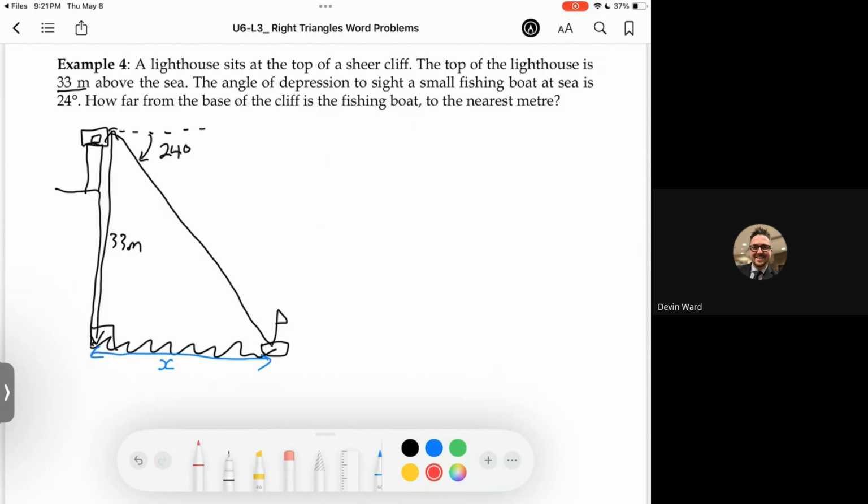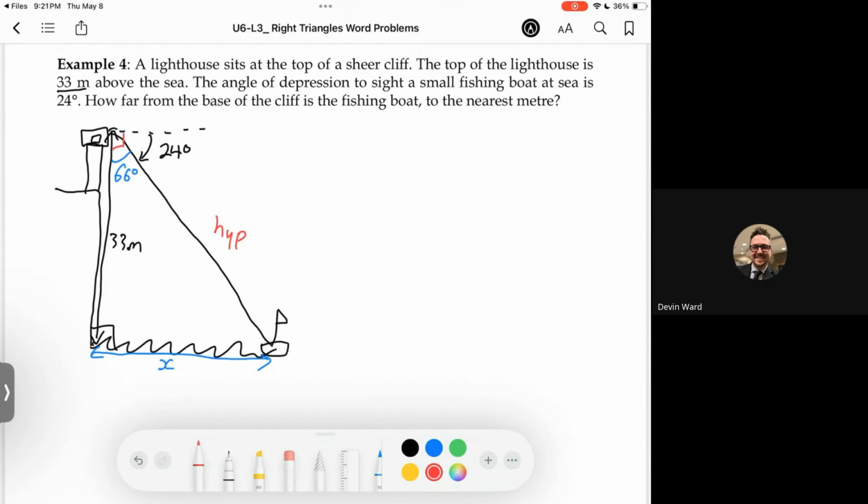If I'm labeling sides, I know already that this is my hypotenuse. But I don't actually have an angle theta yet. I can't find what this angle is directly, because from here to here makes a perfect right angle. Right angles are 90 degrees. So if I take 90 minus 24, I'm going to get 66 degrees for theta.